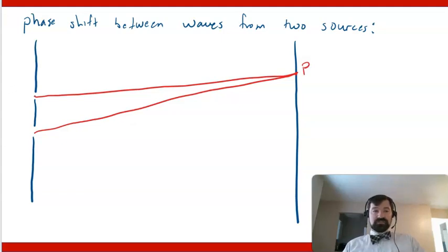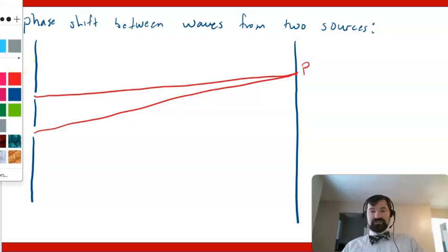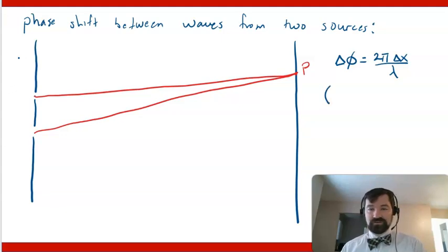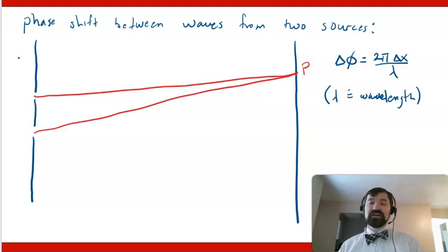And our difference in phase, we could call that delta phi. Delta phi is going to be given by 2 times pi times delta x over lambda, where lambda is the wavelength. So lambda represents the wavelength of our light. Delta phi is the phase shift, or the phase difference, if you prefer, between light from the first slit, slit 1, and light from the second slit, slit 2.